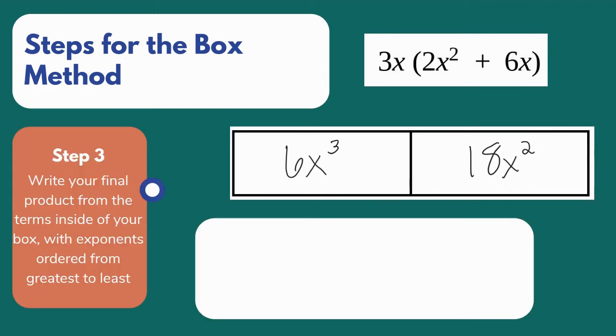The third step in my box method says to write your final product from the inside of your box with exponents ordered from least to greatest. So I'm going to take the two terms that are inside my box, and I'm going to write whichever term has the largest exponent first. So that's 6x to the third power. Inside of my parentheses, I was adding, and both of these are still positive, so I have an addition sign. And then I will write 18x to the second power. And just to double check, I noticed that I'm writing my exponents from greatest to least. So I wrote my product in the correct order.